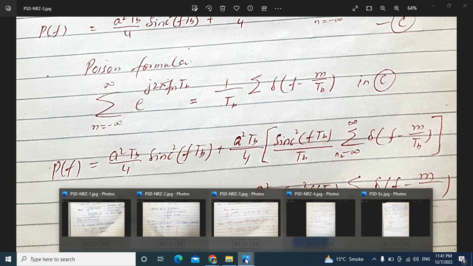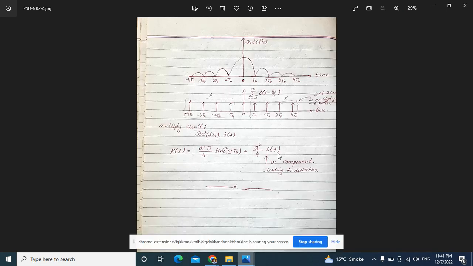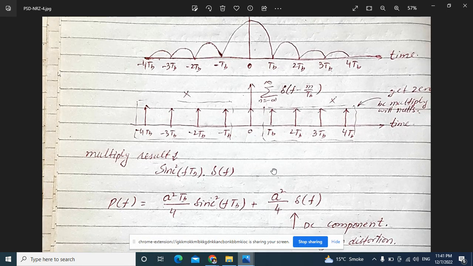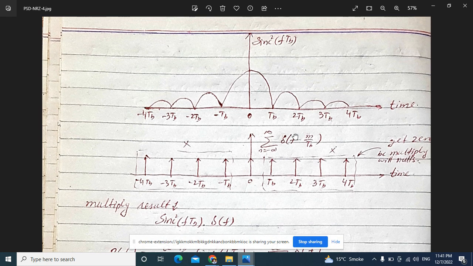So how can you draw the graph of this calculation? So here, like you can see, this is the sinc function. So this is the sinc square function. So 0, Tb, 2 Tb, 3 Tb, 4 Tb, minus 2 Tb, minus 3 Tb, and minus 4 Tb. And this is the impulse stream.